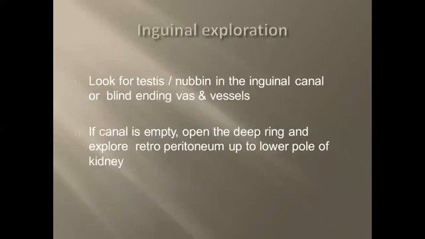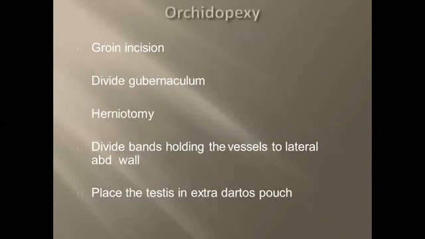In conventional inguinal exploration, you have to look for the testes, the vessels and the vas. If the canal is empty, you have to open the deep inguinal ring, explore the retroperitoneum and try to see up to the lower pole of the kidney. These are the steps of orchidopexy. In open orchidopexy, you make a groin incision and divide the gubernaculum.